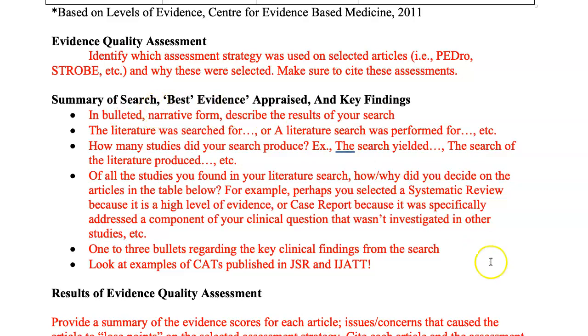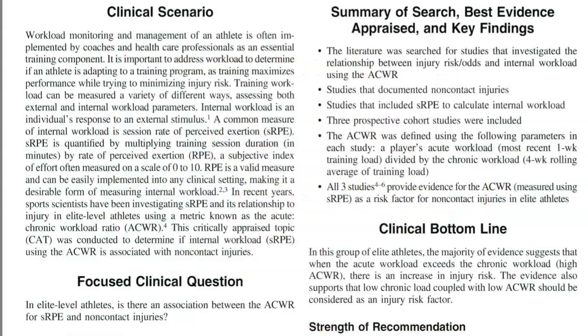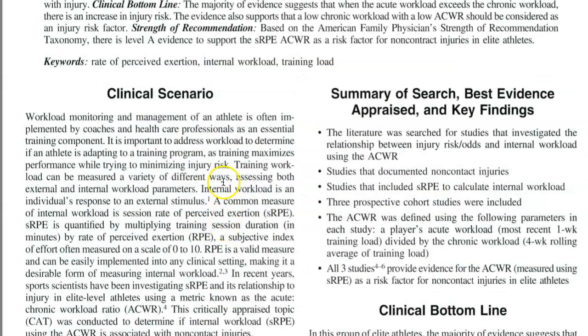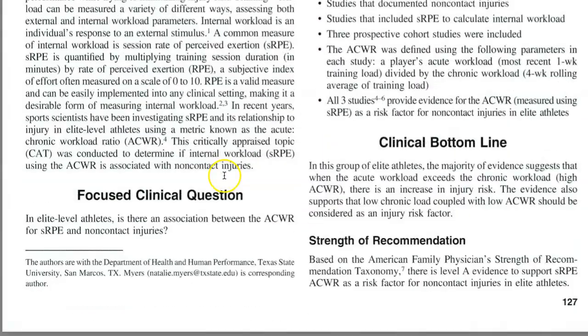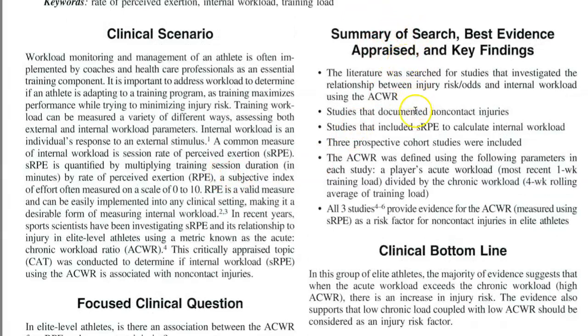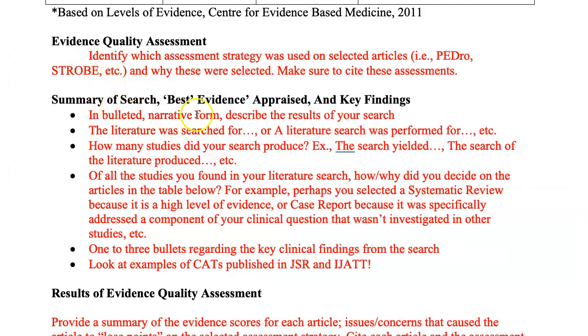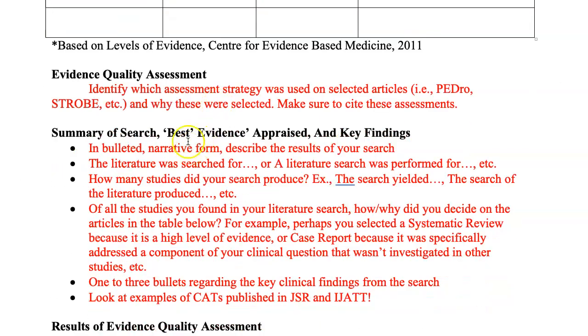So let me give you an example of what this looks like in a journal article. This is a journal article. You have the same kind of thing, here in a little bit different place. We're just giving bullet points of what we searched. So, in bullet narrative form, describe the results of the search that you've done up here.